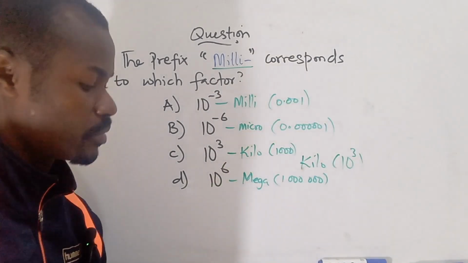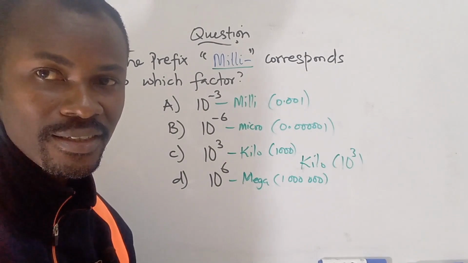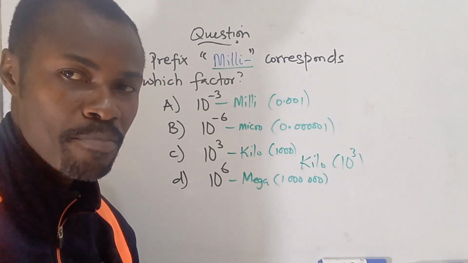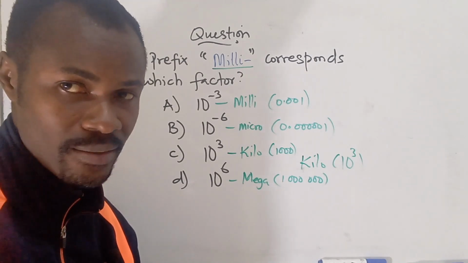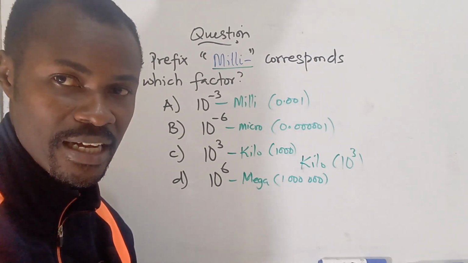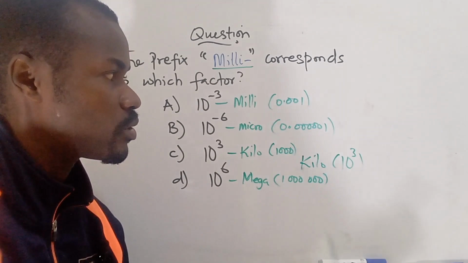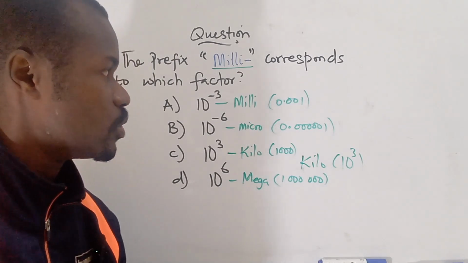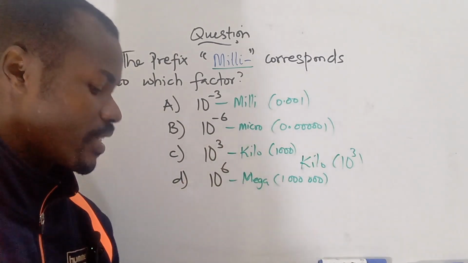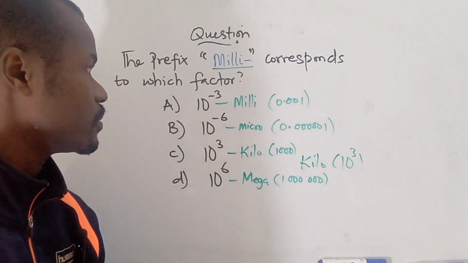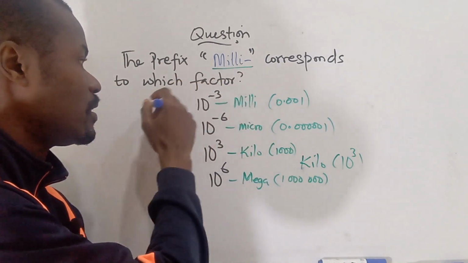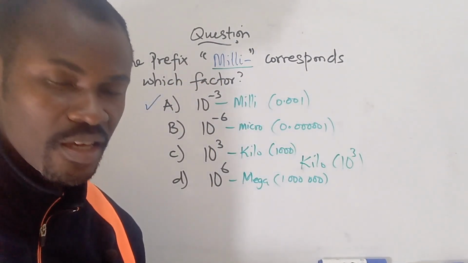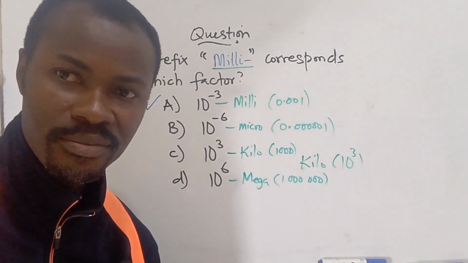It goes with 0.001. So for instance, in physics, you say 1 millimeter. When you say 1 millimeter, it means you are talking about 0.001 meter. So the correct answer to this question, which corresponds to milli, is option A. That is the solution.